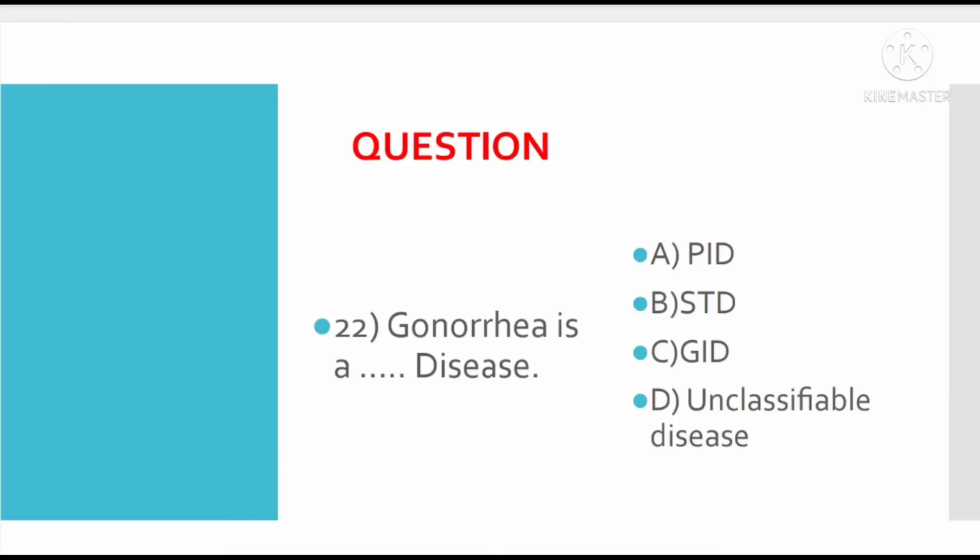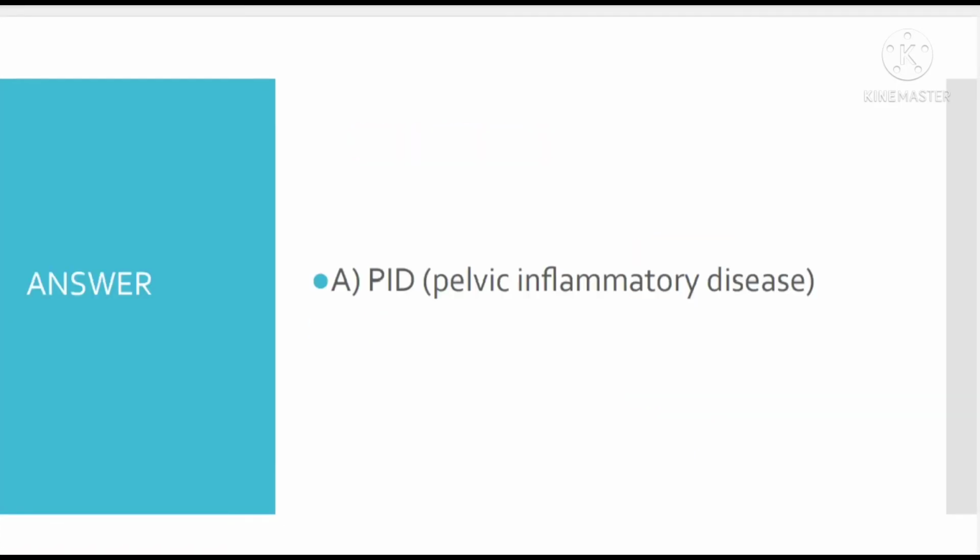Next question. Gonorrhea is a dash condition. Option A PID, pelvic inflammatory disease. Option B STD, sexually transmitted disease. Option C GID, gastrointestinal disease. And option D unclassifiable disease. Here the correct answer: option A, pelvic inflammatory disease.